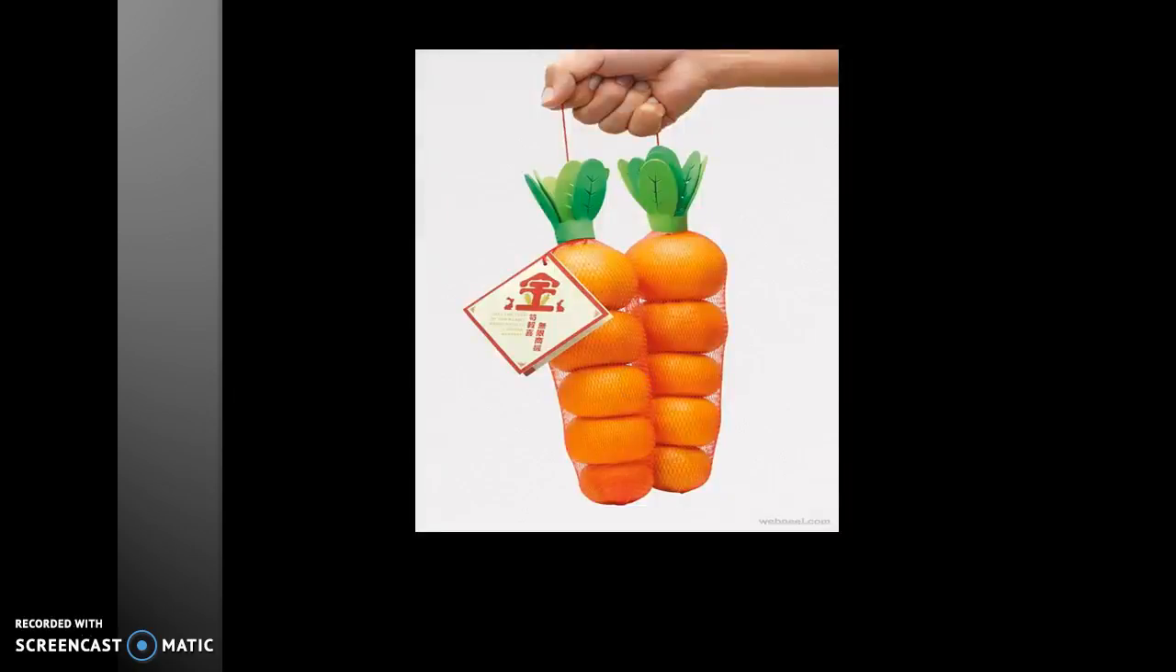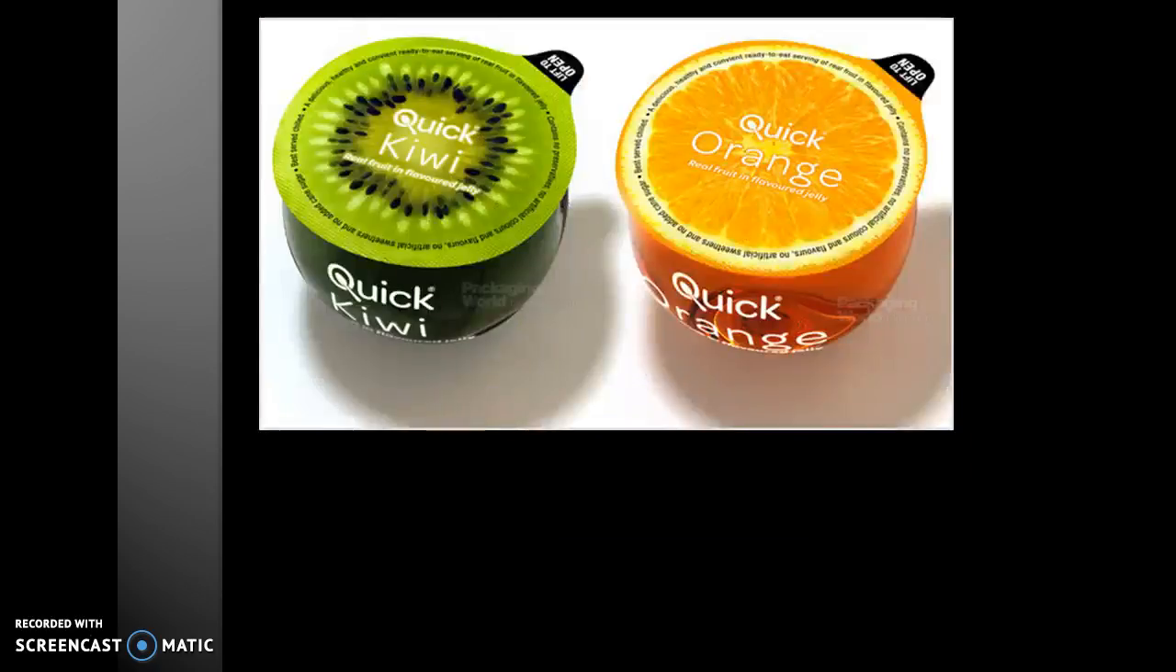This is one communication example. Consumers are attracted, and consumers easily see what the product is. This is another example. These two jellies are there, one made of orange, with an orange color, and the other made of kiwi, with a kiwi color.